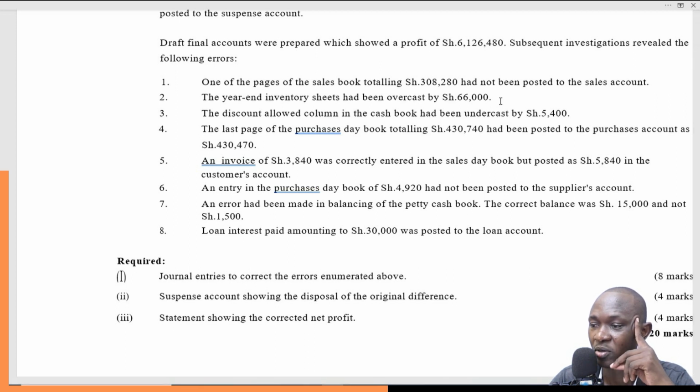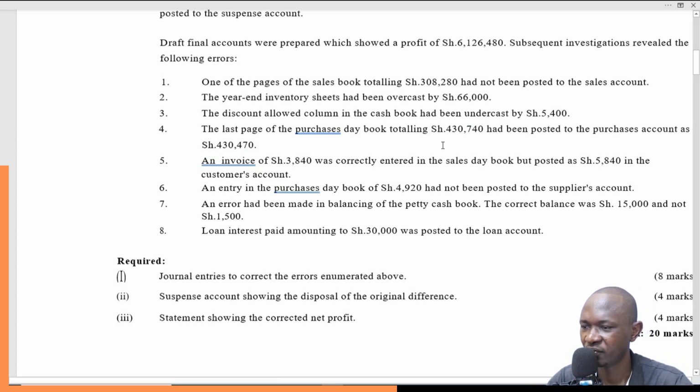Last page of the purchase daybook totaling 437.40 had been posted to the purchases account as 434.70. This is the transposition error that we are talking about. You can see 434.70, 437.40. It's a transposition error. Change of figures. The figures are interfered with. Okay, now we can proceed. An invoice of 38.40 was correctly entered in the sales daybook but posted as 58.40 in the customer's account. An entry in the purchases daybook for 9.20 had not been posted in the supplier's account.